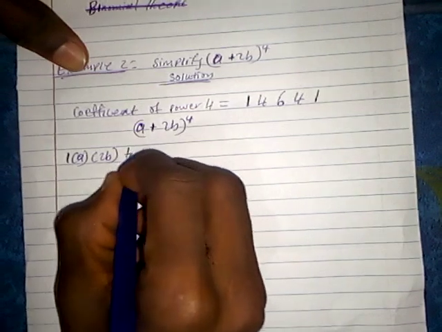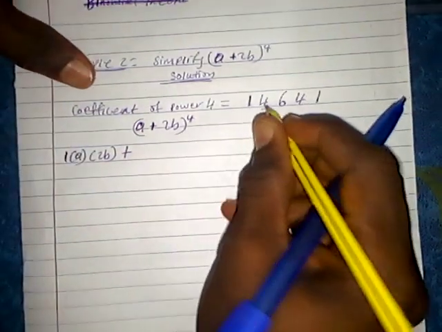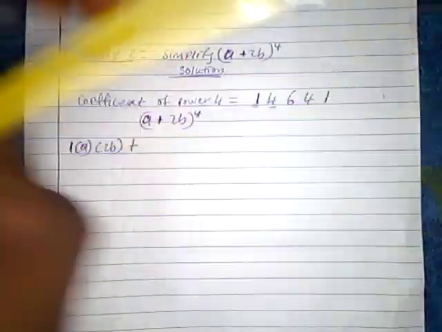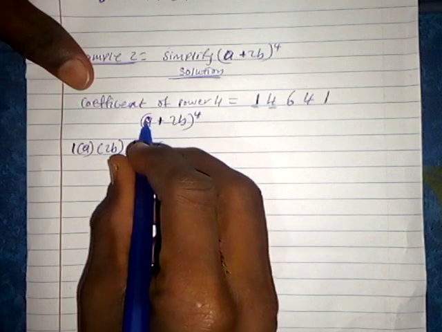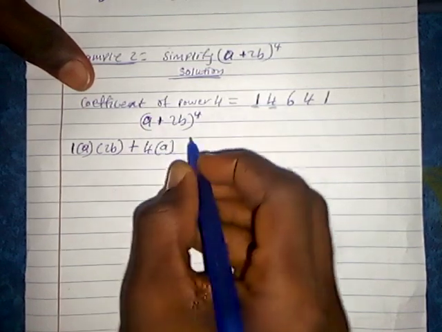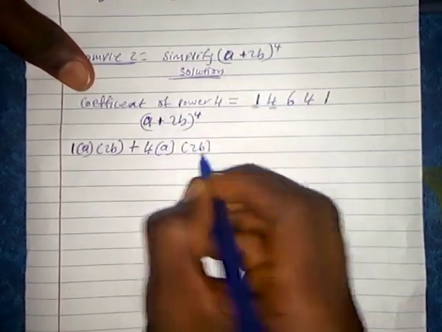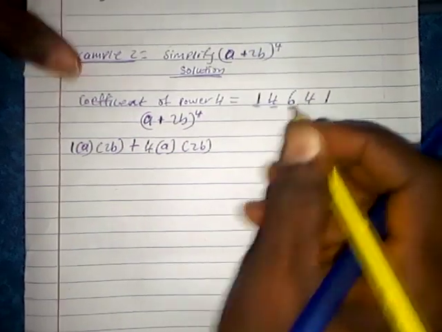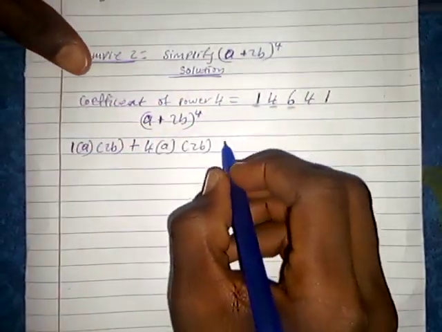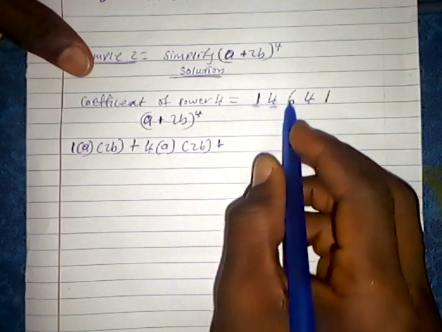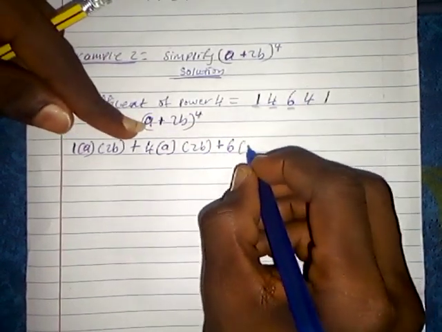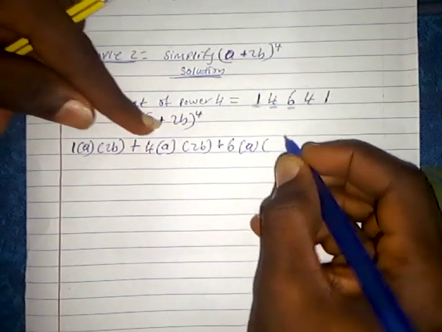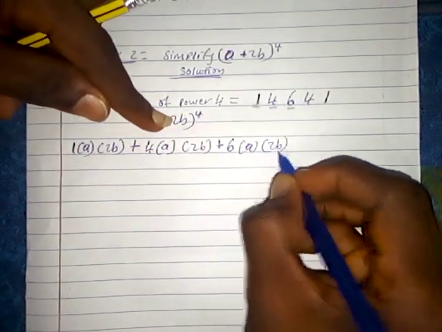You see? Plus, we come again for what? The second coefficient. Right? We have done the first coefficient, now the second coefficient. We say what? 4 into the first term of the binomial, which is a, the second term of the binomial, which is 2b. Right? We come again for the third coefficient, which is 6. Right? We say plus, we write here 6, the first term of the binomial, which is a, multiplied by the second term of the binomial, which is 2b. Right?